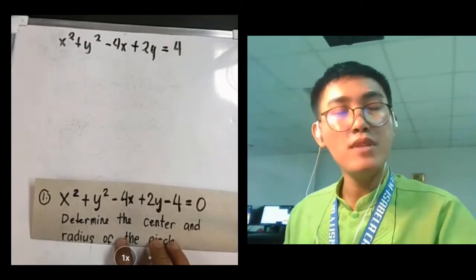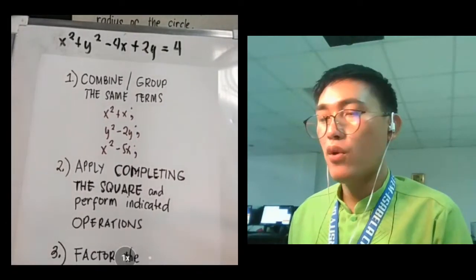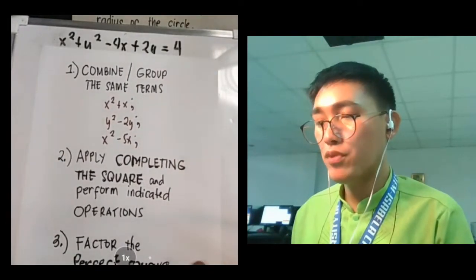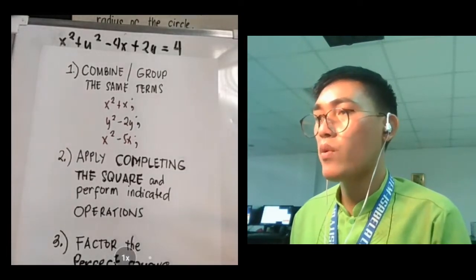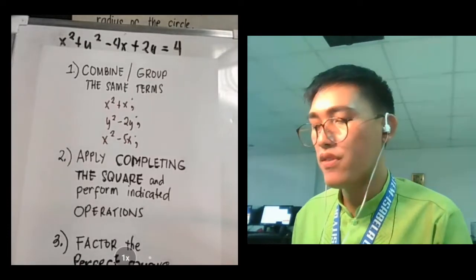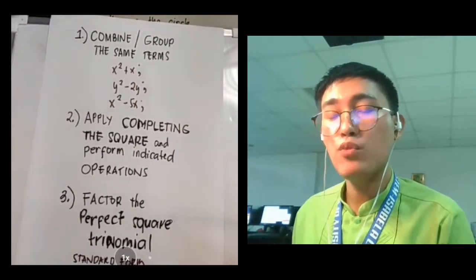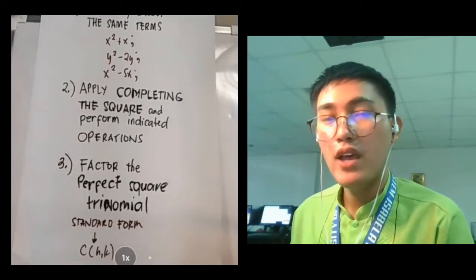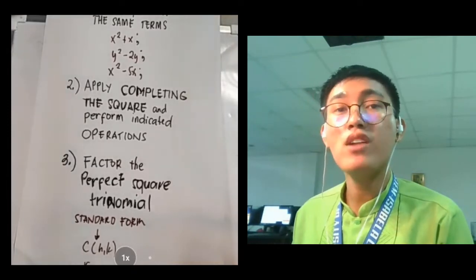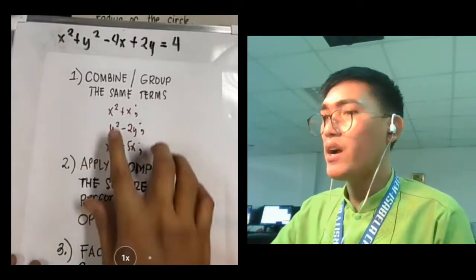The next step is to present this step-by-step procedure. You just take a look here. We have three steps to follow. The first one is to combine the group or the same terms. The second one is to apply completing the square and perform the integrated operations involved there. And the third is to factor the perfect square trinomial, and that will be the last step for us to have the standard form, where we may now be able to identify the center at (h, k) and also the radius.